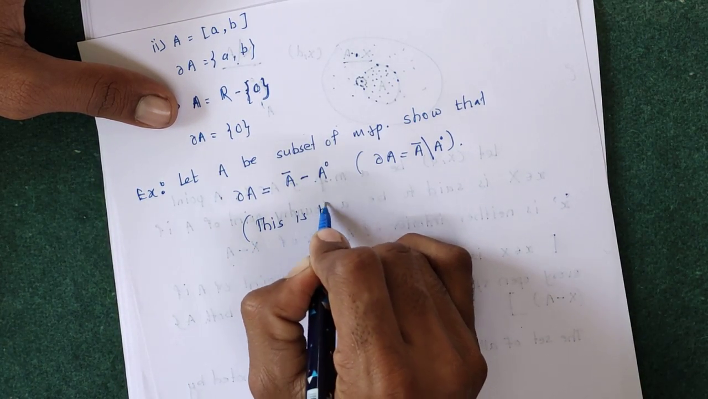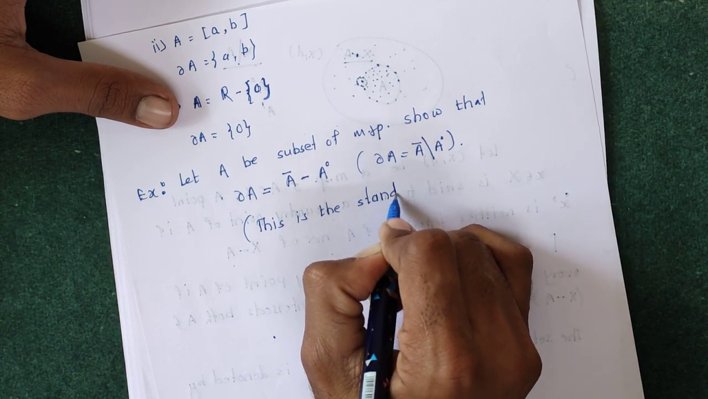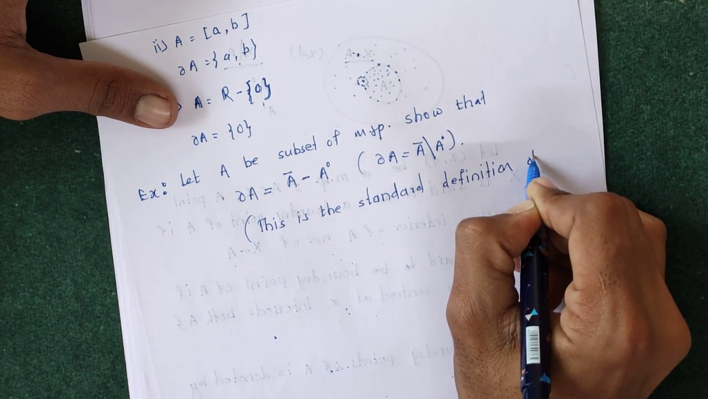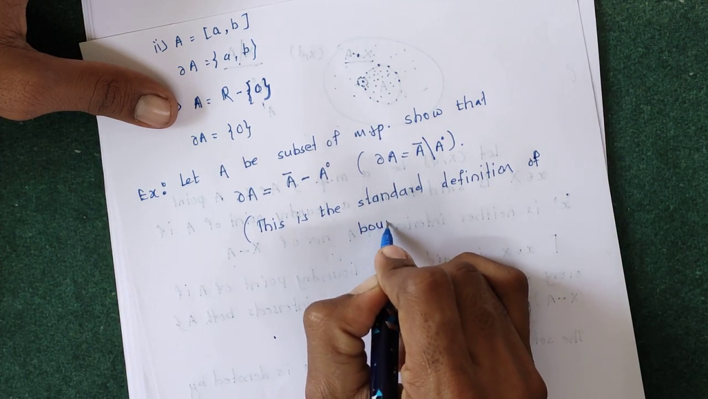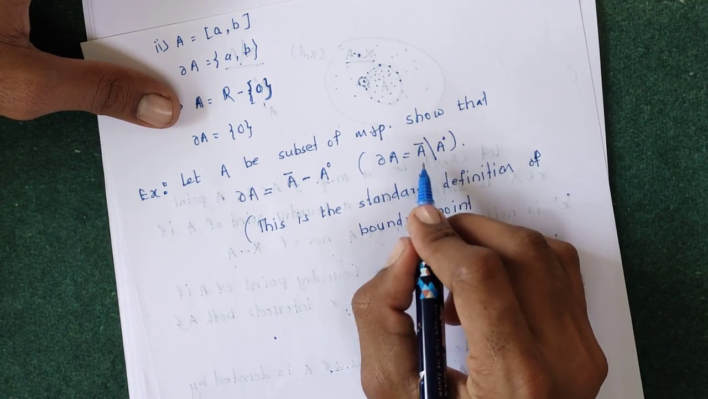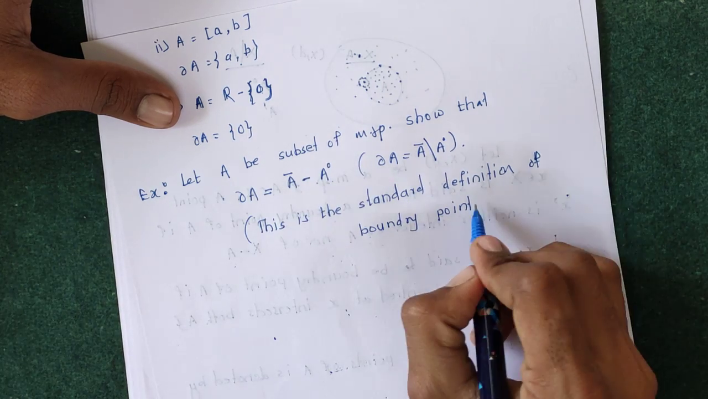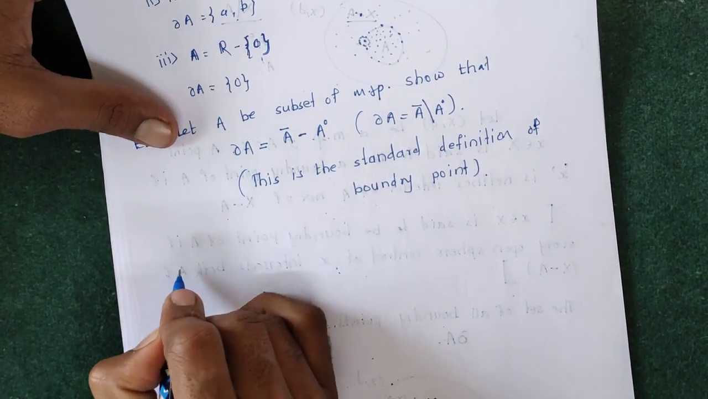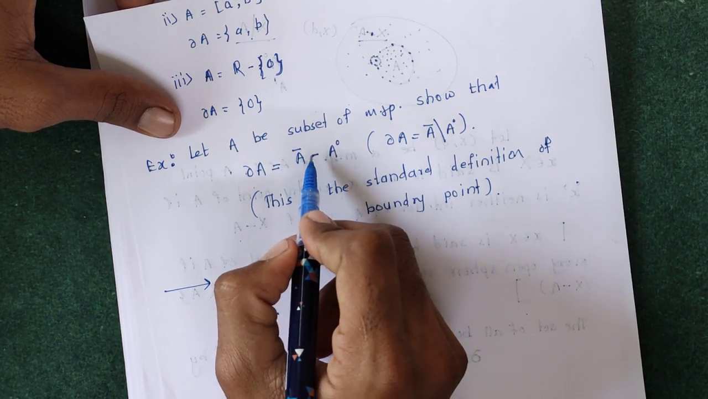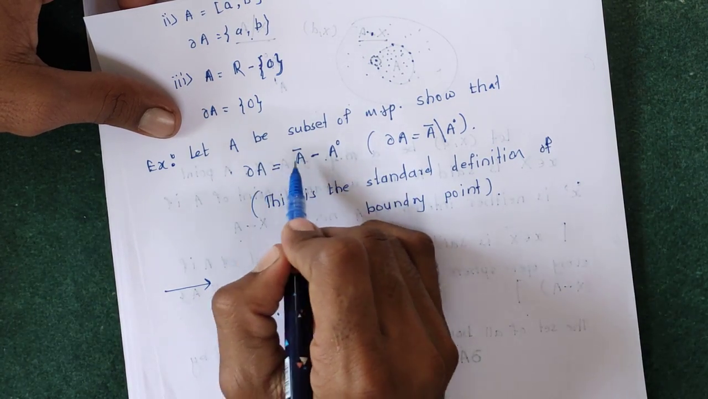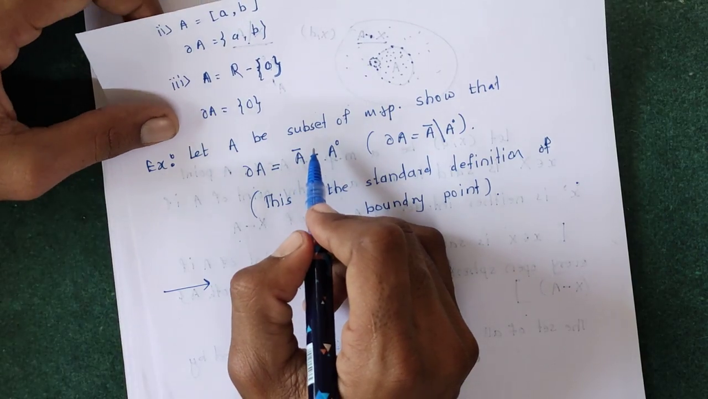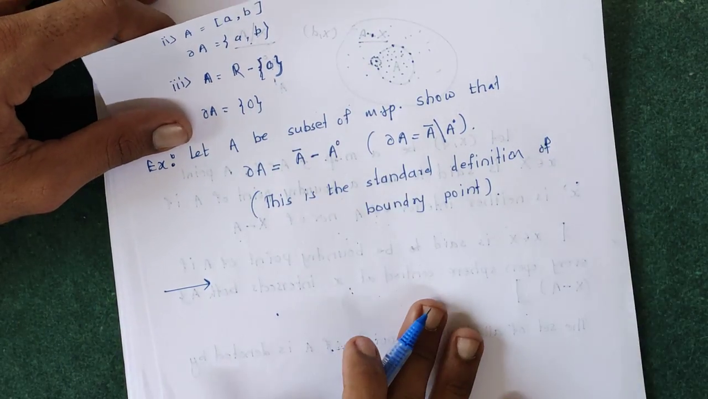This is the standard definition of boundary points. Boundary points of A means the set of elements of A closure minus A interior. So to prove this, we are given that A is a subset of a metric space and we have to show that ∂A is equal to A closure minus A interior. To prove it, we will just prove ∂A is a subset of A closure minus A interior, and also A closure minus A interior is a subset of ∂A.